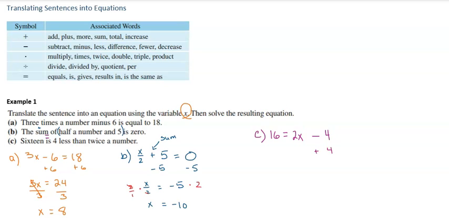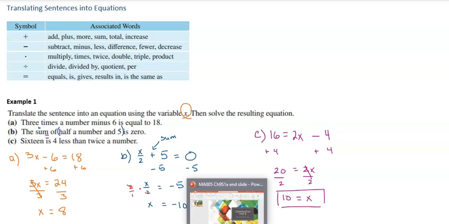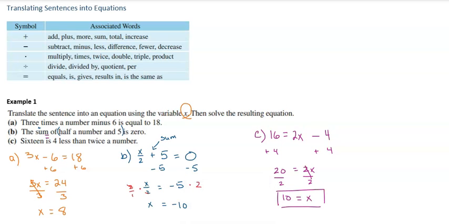So now you're going to add 4 to both sides, and I get 20 equals 2x. Now you're going to divide both sides by 2, and the 2's are going to divide out, and you're going to get 10 equals x. And if you're not sure, you can always go up and plug it back in.